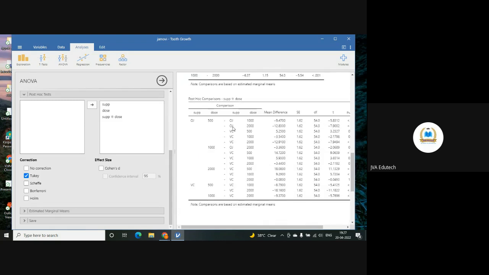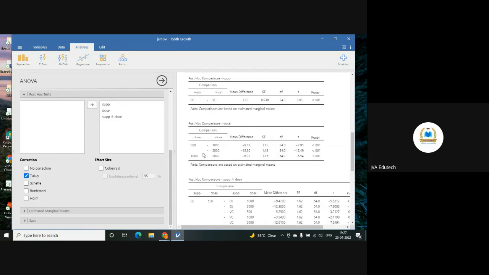But only this table, the multiple comparison, will tell you which of the groups actually differs. So from here it is very clear that orange juice will show a different effect, and vitamin C capsules or tablets will show a different effect. Then different doses, 500 mg, 1000 mg, 2000 mg, will also show a different effect.